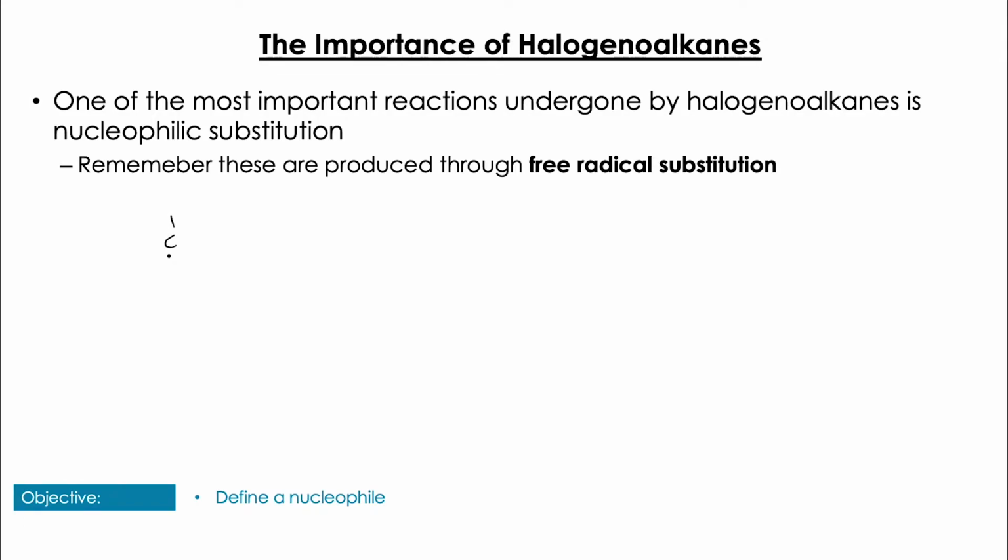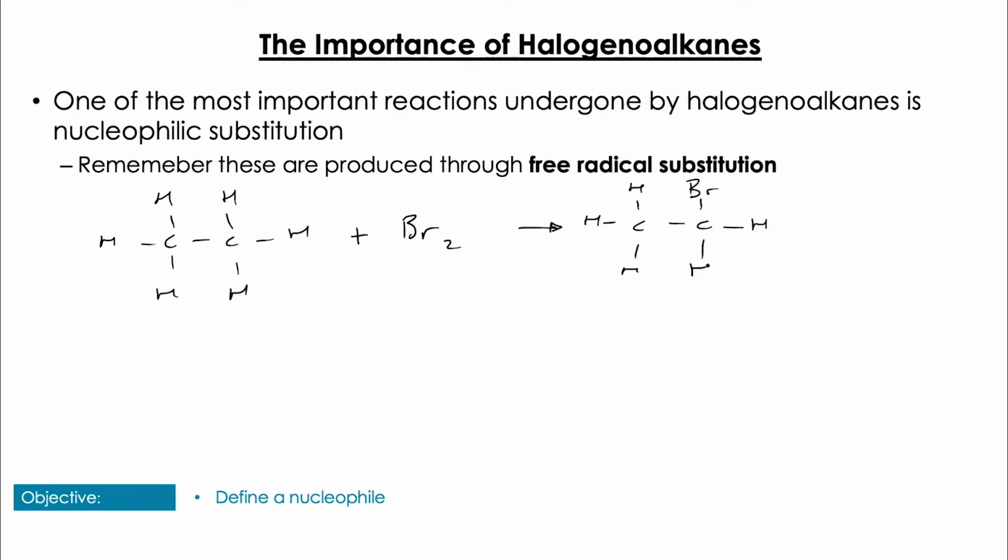So halogenoalkanes are of huge importance to this process. Remember, we made these using the free radical substitution reaction that we could do to alkanes. The reason these are really important is they undergo this substitution reaction, which allows us to change the functional group on particular molecules, which can be very powerful. So that's just a summary of free radical substitution.